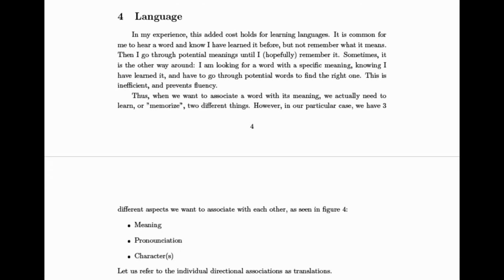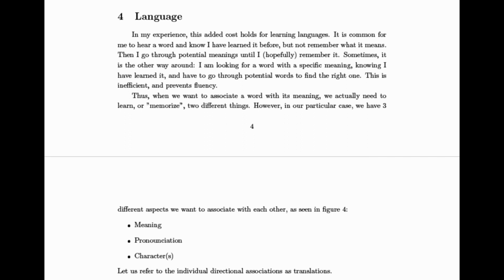In my experience, this added cost also holds when learning languages. It's common for me to hear a word and know I've learned it before, but not remember what it means. Then, I go through potential meanings until I hopefully remember it. Sometimes, it's the other way around. I'm looking for a word with a specific meaning, knowing I've learned it before, and have to go through potential words to find the right one. This is inefficient, and it prevents fluency. Thus, when we want to associate a word with its meaning, we actually need to learn, or memorize, two different things.